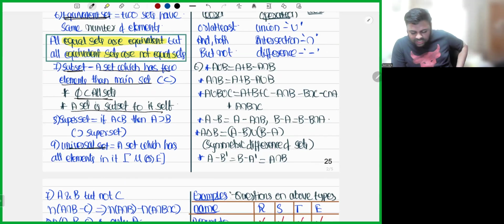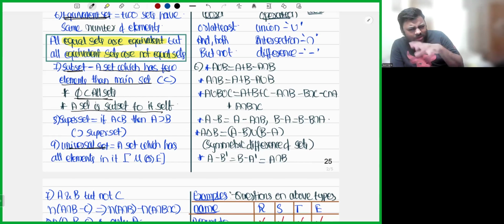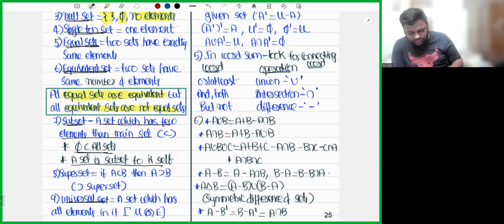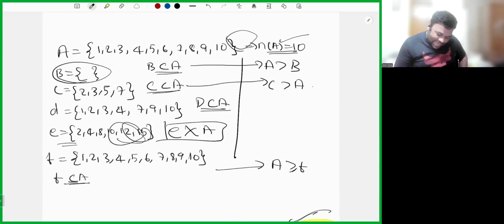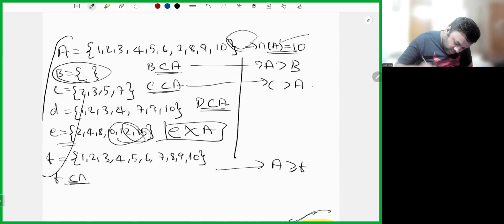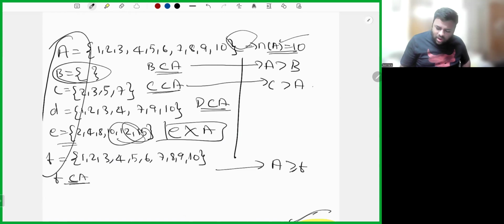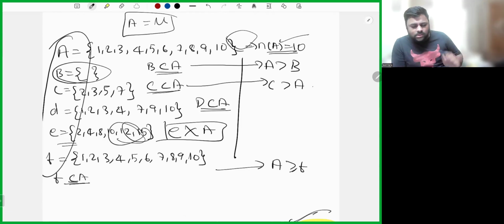Universal set. A set which has all the elements in it is called a universal set. It is denoted as mu or as E. Like I'm having the set of natural numbers, it's a universal set. Now, from A to F, what do you think is the universal set? Obviously, sir, A is the universal set because it has all elements. A set which is a superset of everything is called a universal set. Don't worry, in the exam, the universal set will be given. You need not identify which is the universal set. Straightforward questions will be asked.